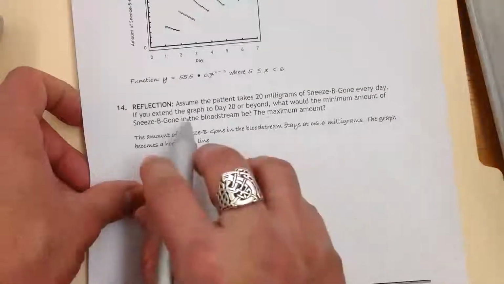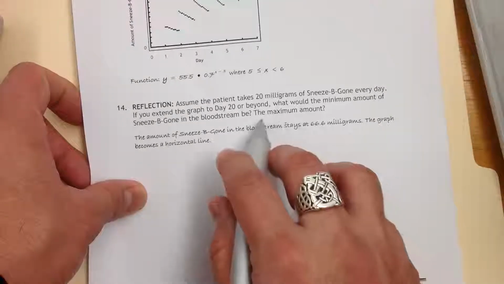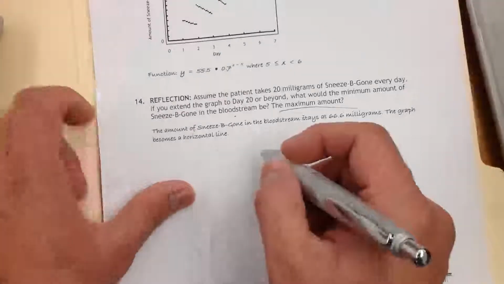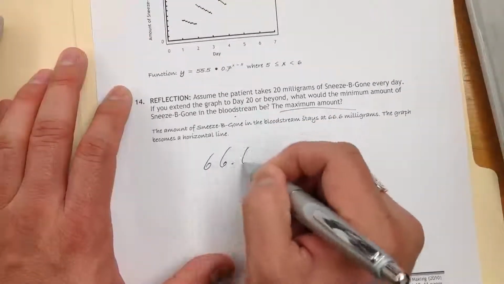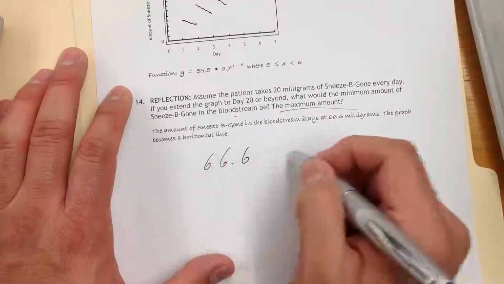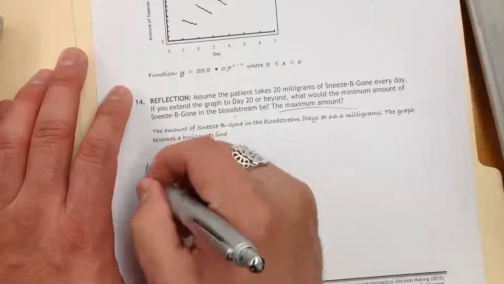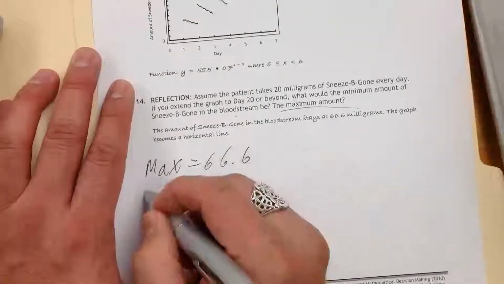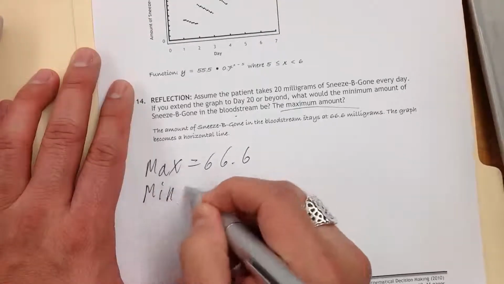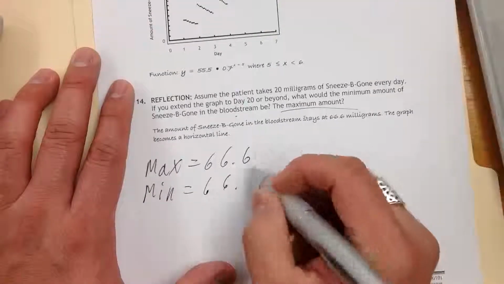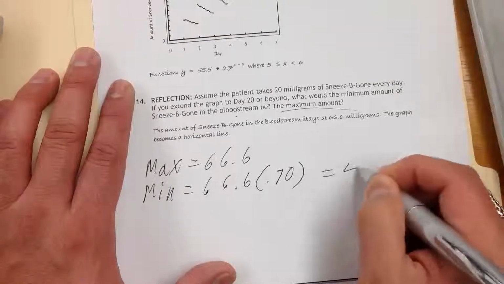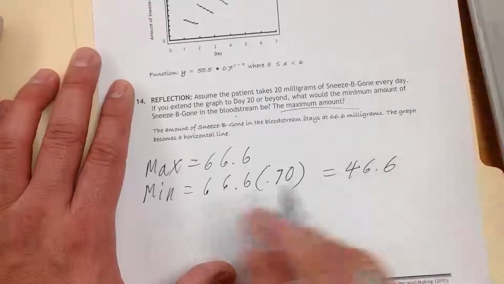Okay, what would the minimum amount of sneeze-be-gone be in the system? So we have a maximum amount and we have a minimum amount. When we hit our level off, it's actually 66.6, spooky number. Now we have this one as our maximum amount. Our minimum amount is going to be 66.6 times 0.70, which is 46.6.